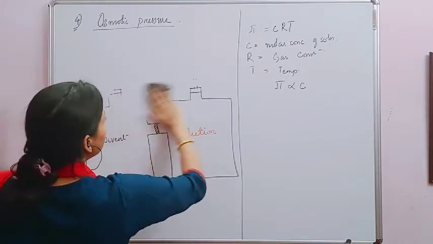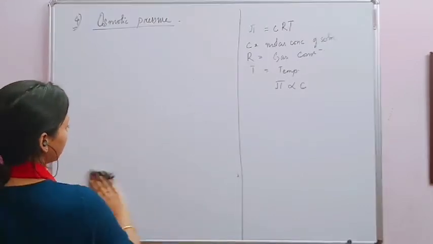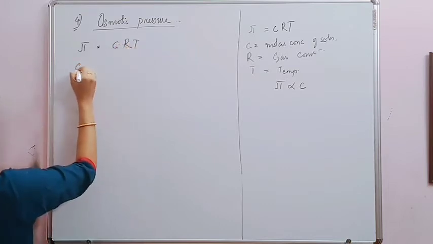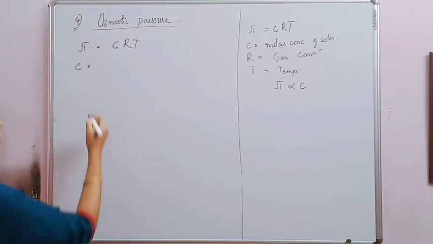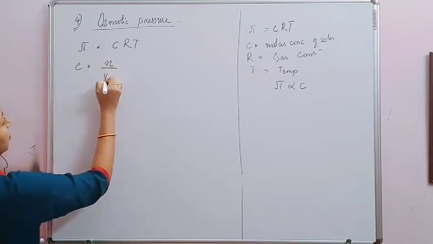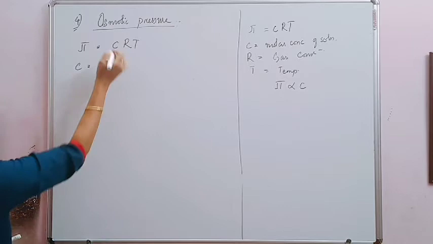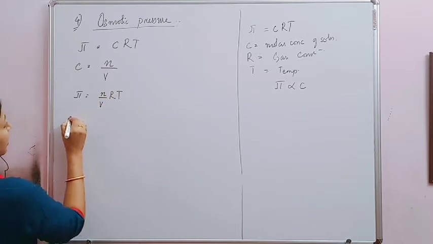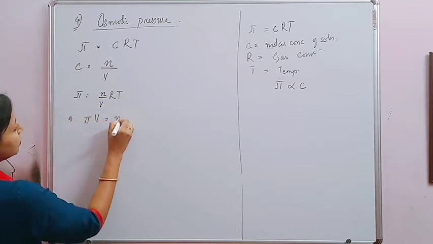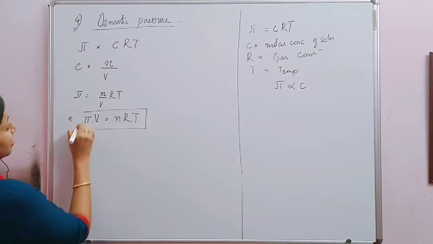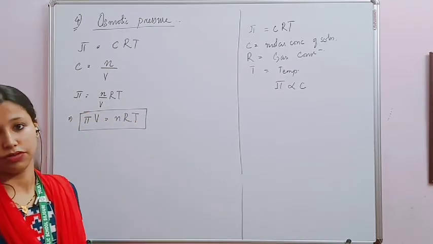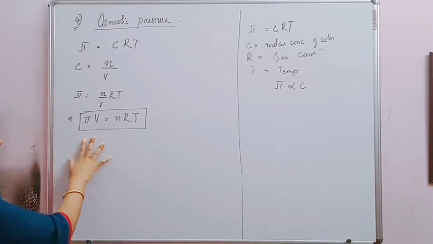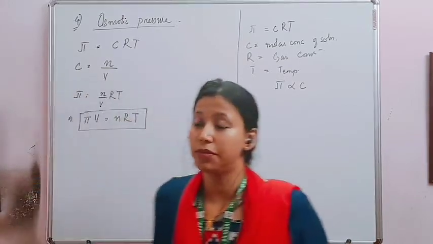Now, we will expand this relation. So, we had pi is equal to CRT. Now, C is the molar concentration, and molarity is the number of moles of solute by volume of solution in liters. So, we can write this here. It becomes pi is equal to n by V RT. So, we can write pi V is equal to nRT. This is the Van 't Hoff relationship for dilute solutions for osmotic pressure. Okay? So, you must remember this relation. It is there for numericals.